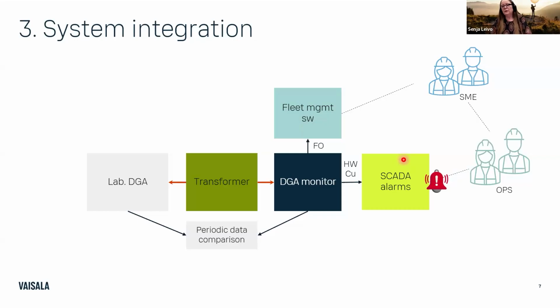If there is a proper process in place, when there is an alarm the operators know exactly who to call. In this case, the SMEs, the experts on transformers, go back to the fleet management to look at which transformer it is and which gases are there, and then they can give better instructions on what to do for the maintenance. Is it taking a sample or is it something else?